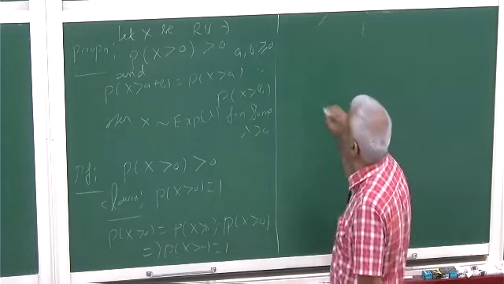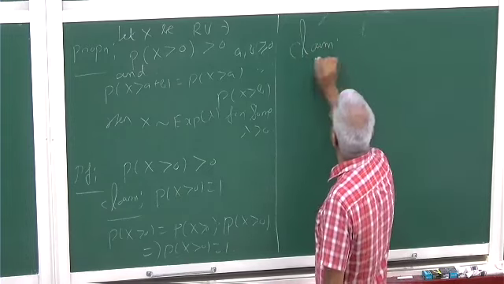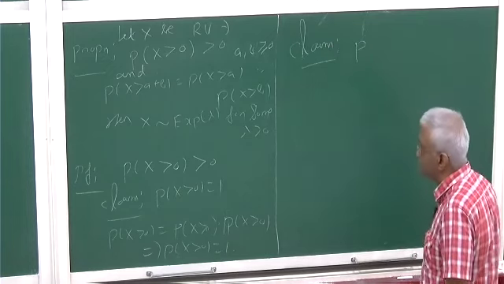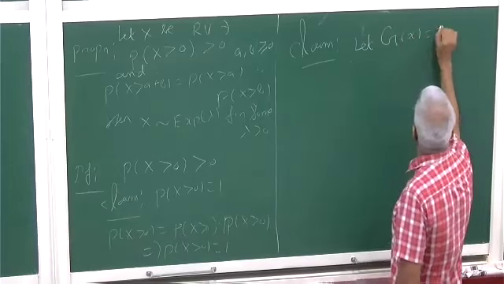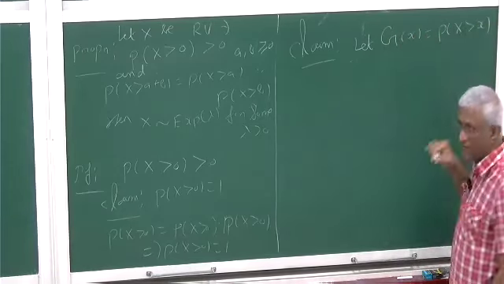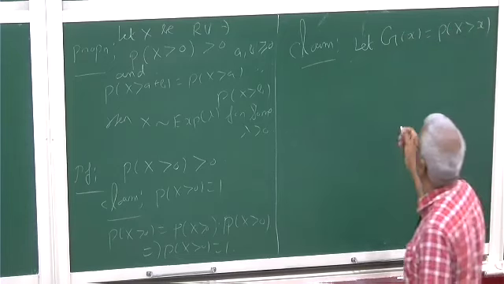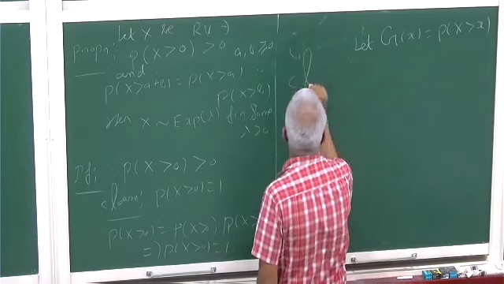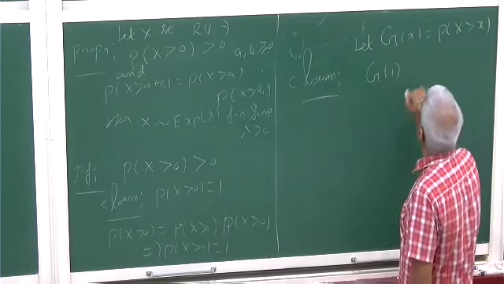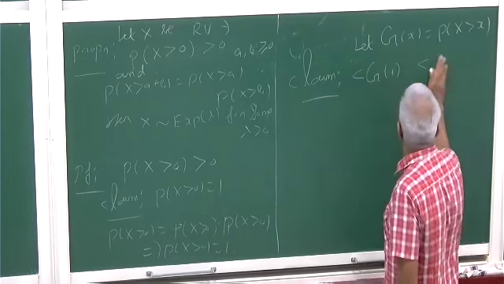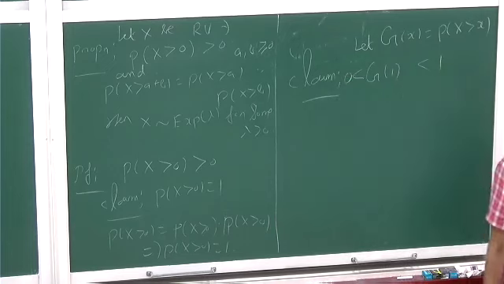Now the next claim. Let g of x equal probability of X greater than x. Now the claim is that g of 1 is strictly less than 1 and strictly greater than 0. G of x is this probability, then g of 1 is this.